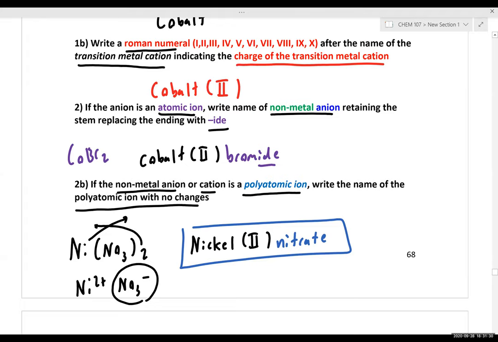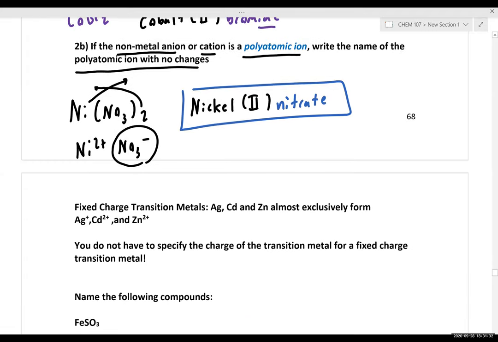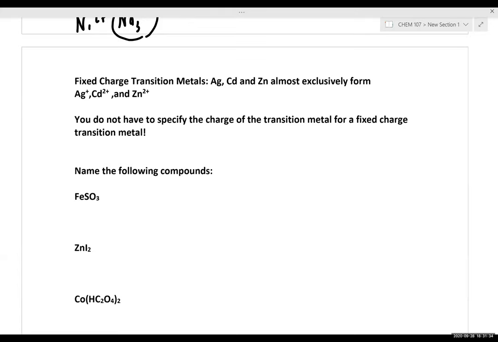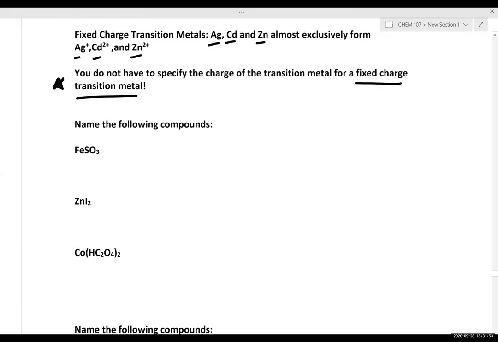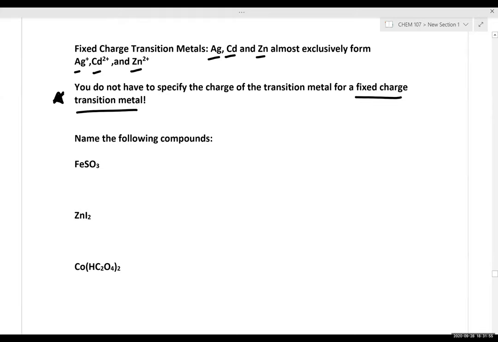Perfect. So, there's one little exception that you need to remember. Fixed charge transition metals, silver, cadmium, and zinc, form silver+, cadmium 2+, and zinc 2+. You do not need to specify the charge for a fixed charge transition metal. So that's just one little trick in these problems. So let's do an example. I'll do the first, you'll do the next two.